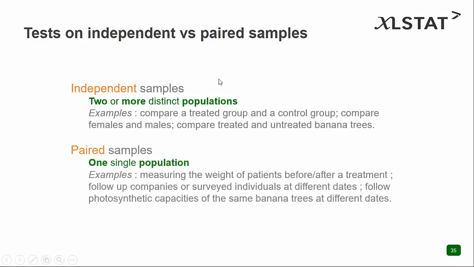Whereas paired samples imply one single population. For example, you measure the weight of patients before and after a treatment, and you try to investigate the effect of the treatment. Then you can also follow up companies or surveyed individuals at different dates, so you investigate the effect of time. You can also follow the photosynthetic capacities of the same banana trees at different dates or at different times of the day. So here also you are investigating time. It's always the same population you are measuring, in the same set of patients or of trees or of plants or of animals.